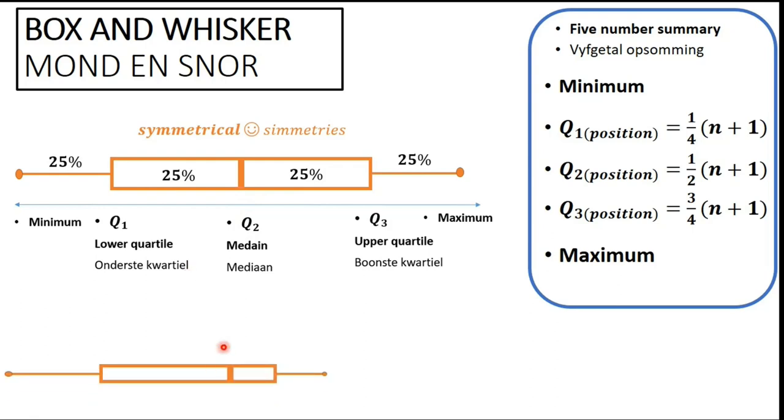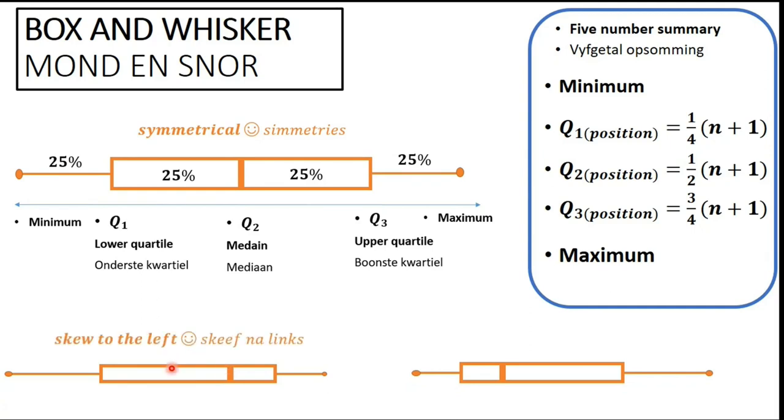Now, lots of people get that wrong. We say that is skewed to the left or negatively skewed. Skewed to the left, can you see that? The other one is skewed to the right. That basically means too much on this side, skewed to the right. It means too much on that side.